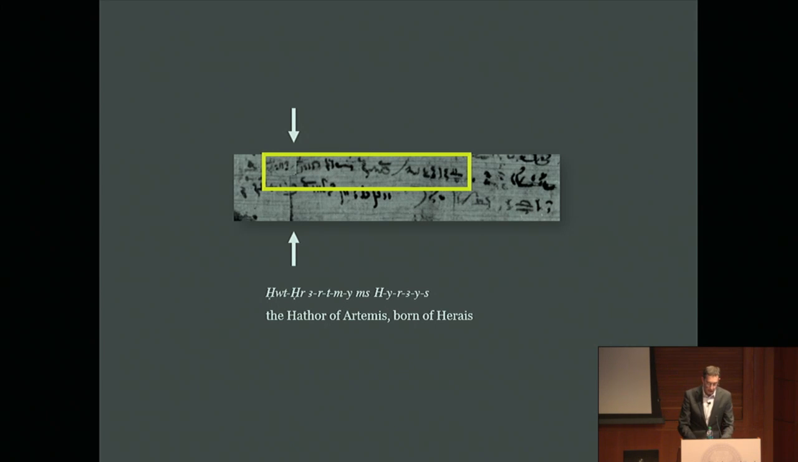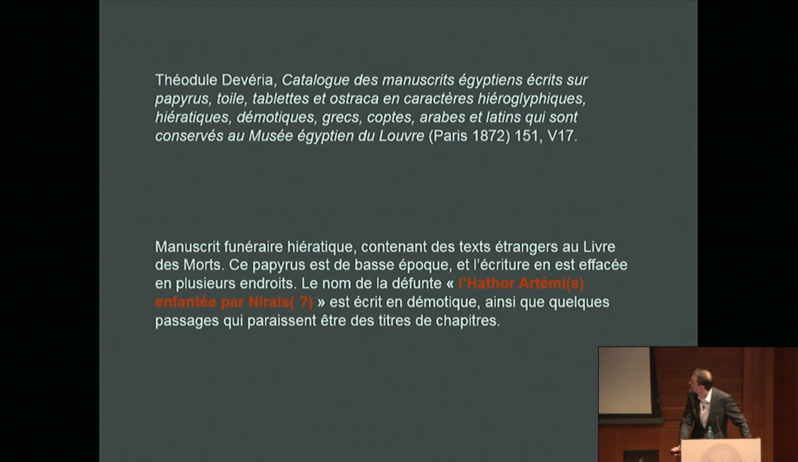The funerary epithet Hathor, notice, is written in hieratic. That is the prestigious religious title, whereas the Greek names are spelled in alphabetic demotic signs. Well, this identification reminded me of a summary description by Théodule de Veria in his 1872 Catalogue of Egyptian Papyri in the Louvre Museum in Paris. I just give you the quote.